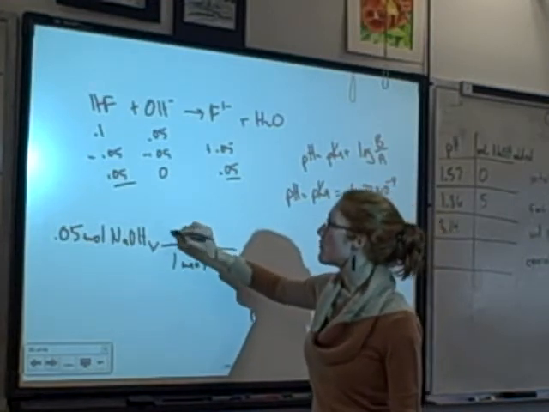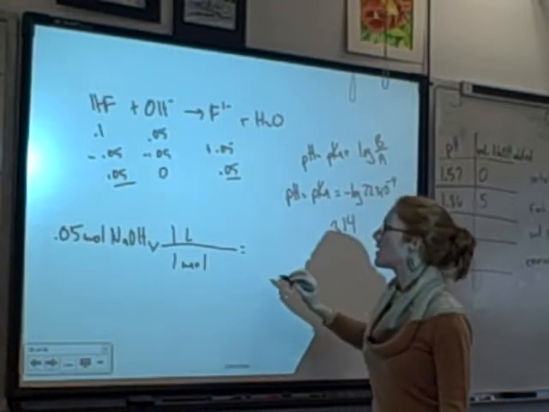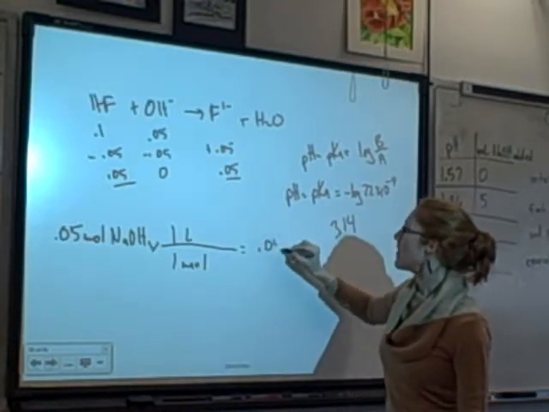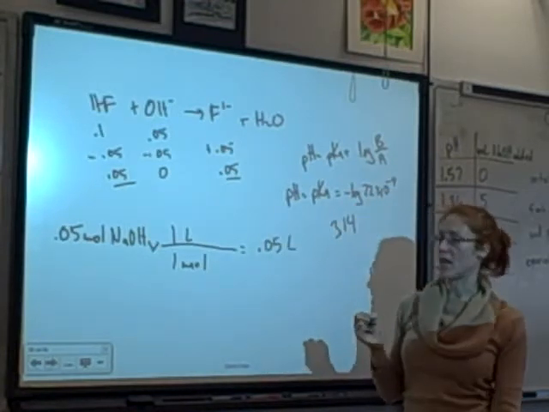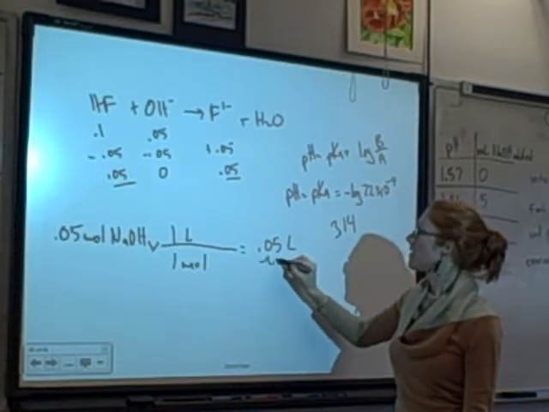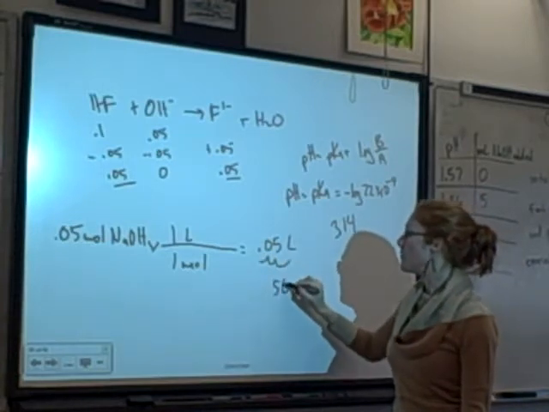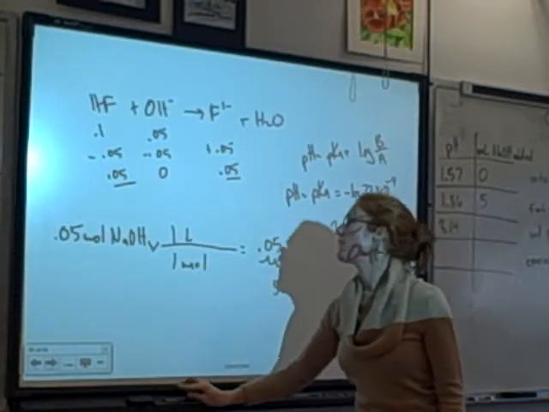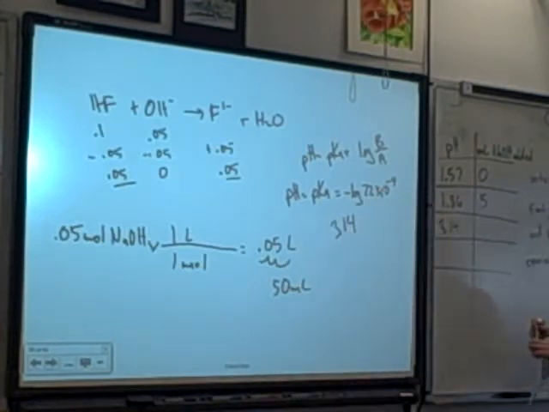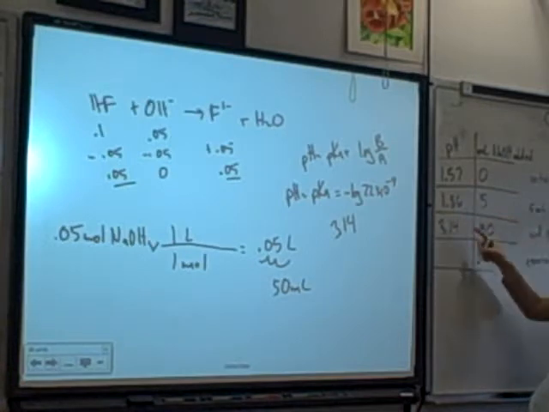We've got 1 mole for every 1 liter. So it was 0.05 liters of base added, and that's 50 milliliters. At 50 milliliters, you're at your midpoint, which is nice, and the pH is that.